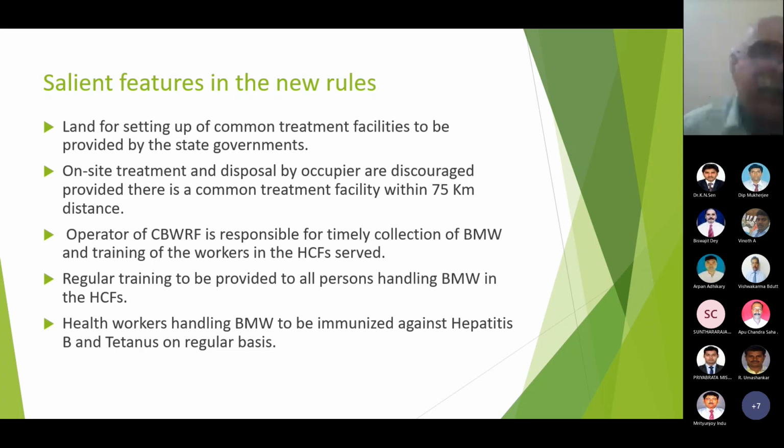And the common treatment facilities are encouraged, as well as regular training provisions for all the persons handling the biomedical waste, and immunization of the health workers against tetanus as well as hepatitis B has to be provided by the healthcare facilities as an occupational health care provision. So these are certain new improvements in the rules. Next slide.